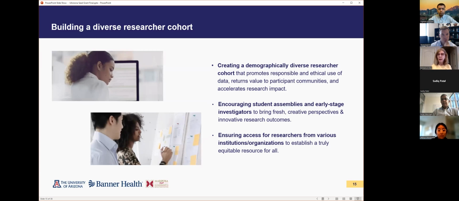And we want to ensure access for researchers from various institutions and organizations. For the SEED grant, just as we're starting up to build a cohort of engaged researchers, we're concentrating on University of Arizona and Banner Health, but not exclusively. We would definitely want to be including Arizona State University and the neighboring colleges and organizations.